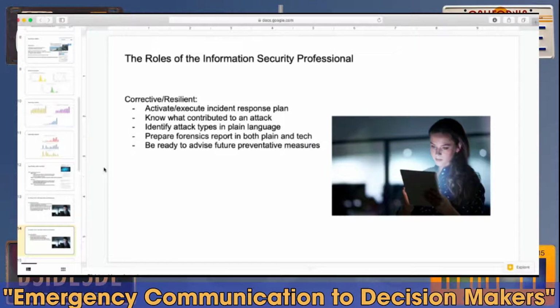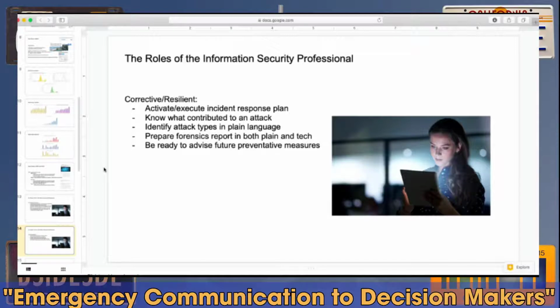So corrective action, which organizations are often calling resilient action, the ability to get over something bad that's happened, is something you're going to have to activate that plan. You might be the one to execute it. You might be the one to communicate it. You might be part of the team that runs it, but it's important to get it started as soon as possible. And also, leadership will want to know what contributed to the attack.